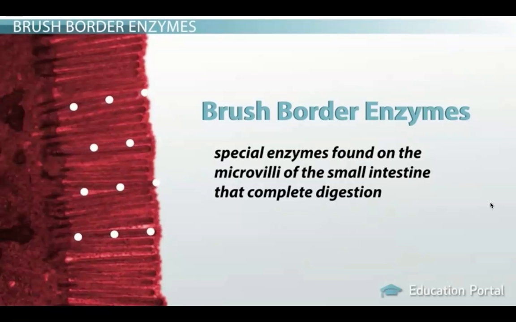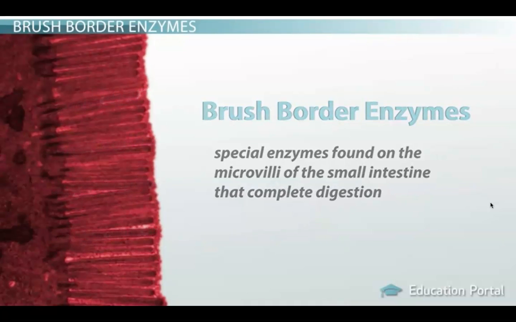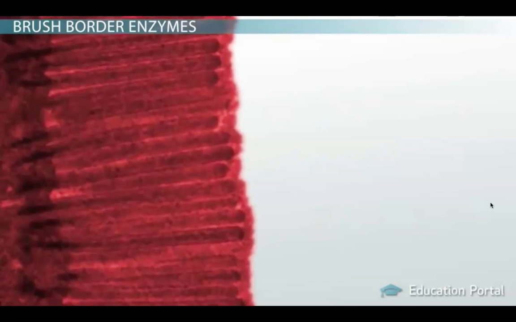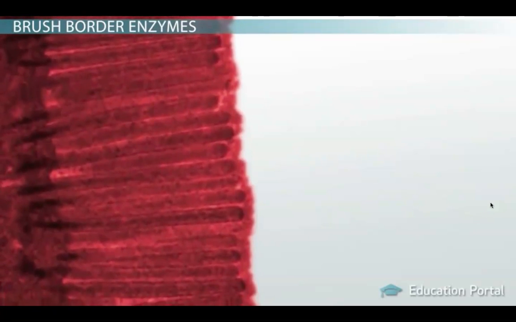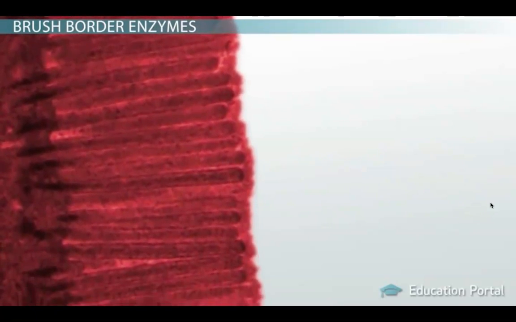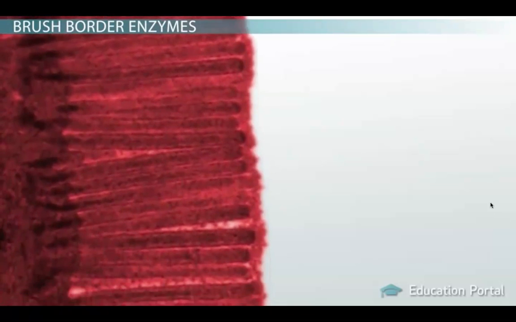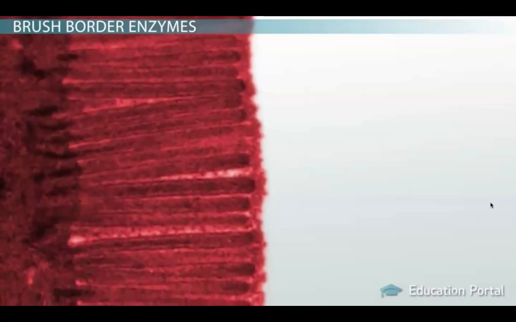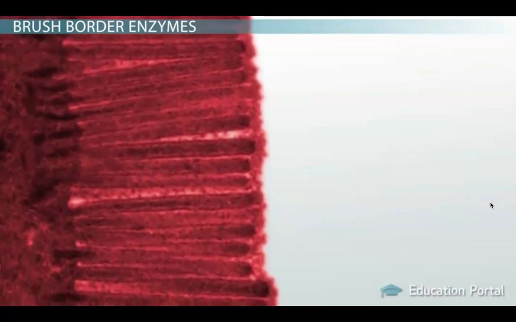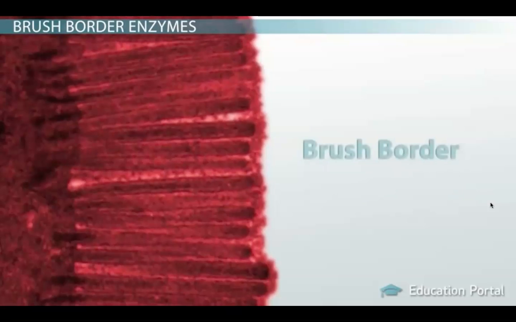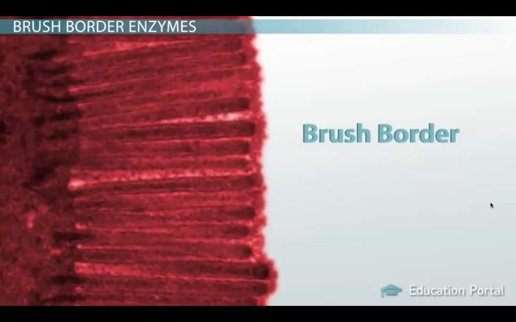Brush border enzymes are special enzymes found on the microvilli of the small intestine that complete digestion. Now, we previously learned that microvilli are tiny hair-like projections that increase surface area of the small intestine and therefore increase nutrient absorption. Because there are so many microvilli, the epithelial cells appear to be fuzzy, like the bristles of a paintbrush, leading some anatomists to refer to them as the brush border, hence the name.